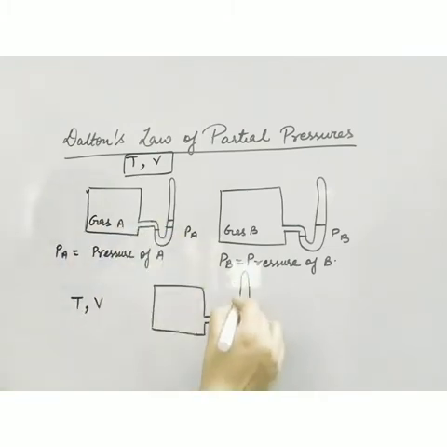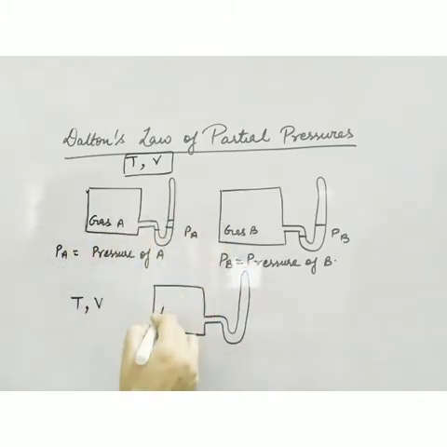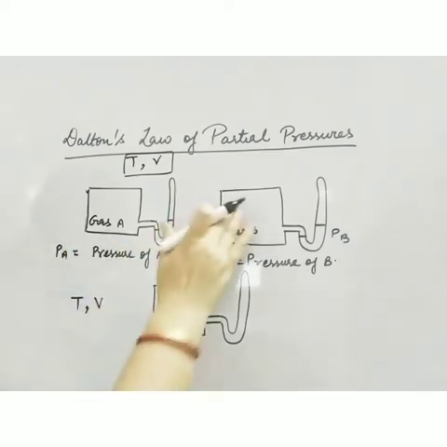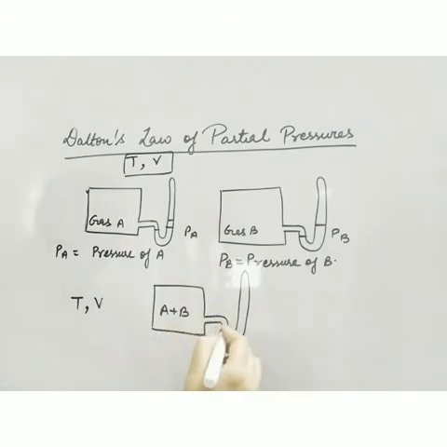Again I will attach a manometer. Now I will put both the gases here. So this container is containing gas A as well as gas B. So I will empty this container here and this container here. Now this manometer will give me the reading. So this manometer will give me the total pressure. What is the total pressure exerted by the two gases? Now Dalton's law is related to this total pressure only.